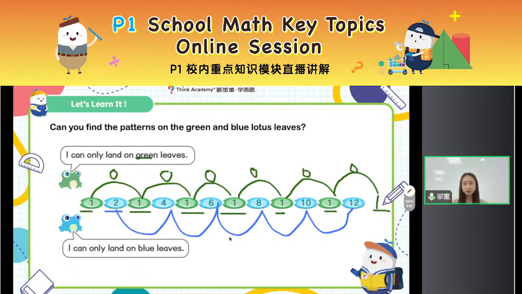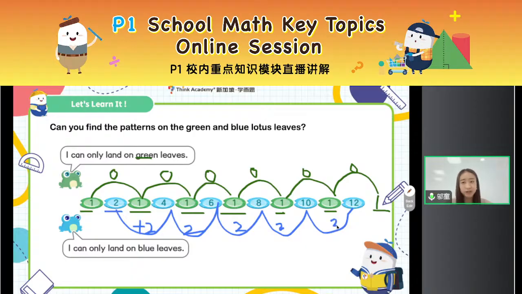2, 4, 6, 8, 10, 12. We call them, they're all what number? Yes, they're all even numbers. Okay, right, for even numbers, every time we add 2. A 2, a 2, a 2, a 2.